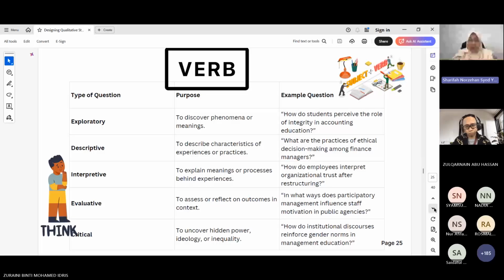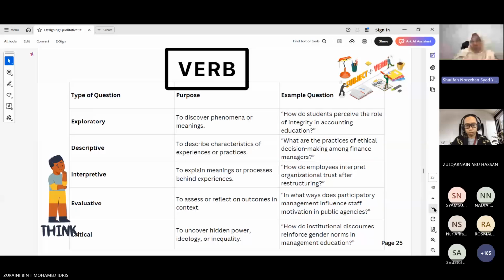Can you see that there's a lot of how? You have what, but most of it is more on the how. Even though you have the evaluative, it's constructed as: in what ways does participatory management influence staff motivation in public agencies? In what way is actually how, right?